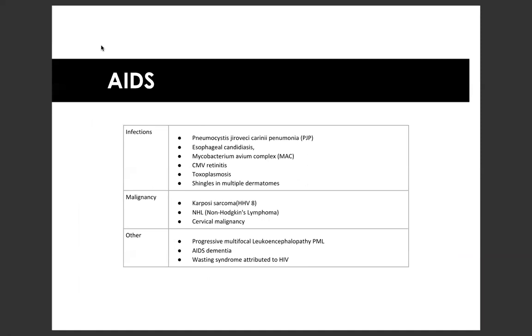And then if the HIV is not being well managed, it can lead to AIDS, and these are the complications that can arise. The way I think of it is there are infectious complications, malignancy complications, and I guess more degenerative complications. So infections like your PJP, malignancies like your Kaposi sarcoma, and degenerative would be like your AIDS dementia and wasting syndrome.